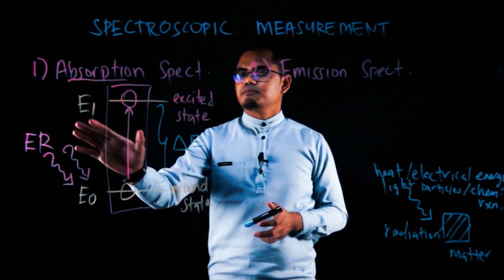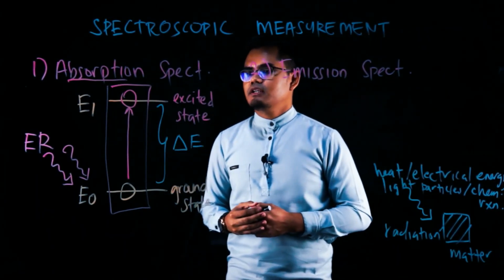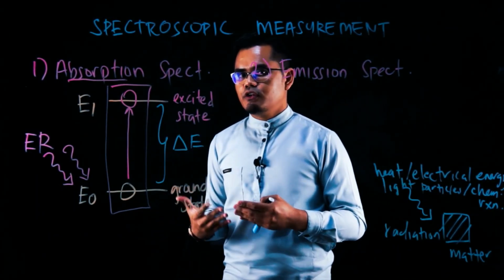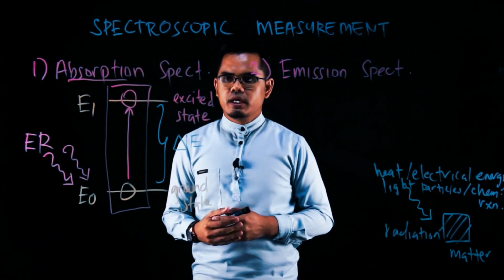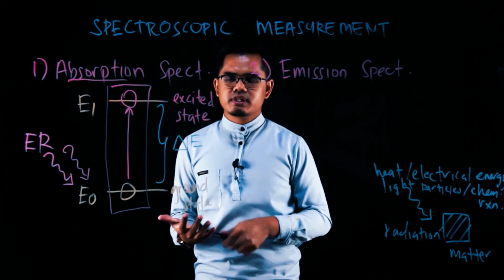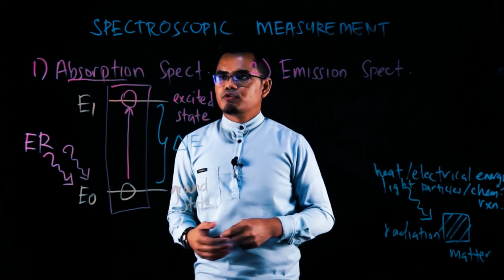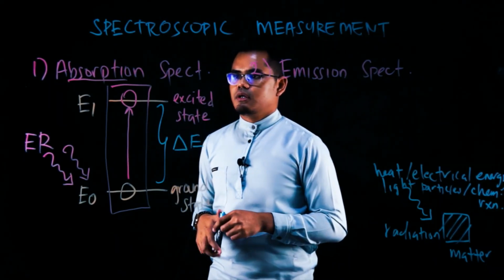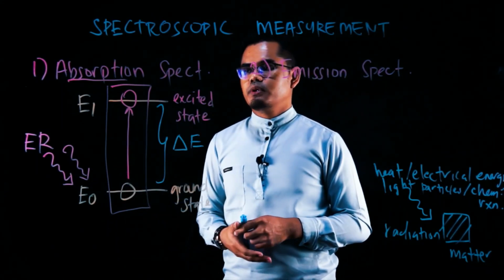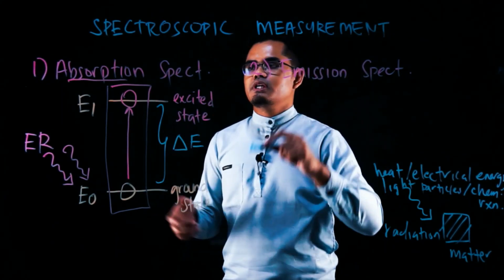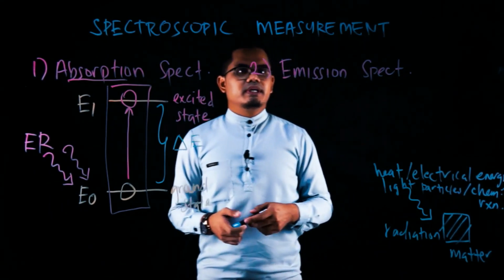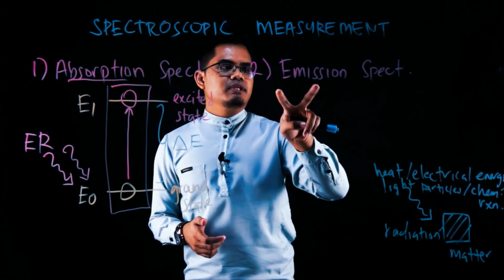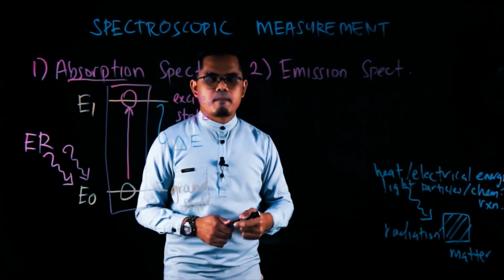This technique can give quantitative and qualitative information about the sample, and it is widely used in chemistry, biology, forensic science and agriculture. For this online course, UV and visible spectroscopy, the type of spectroscopic measurement is absorption spectroscopy. Next we go to the second process in spectroscopic measurement, emission spectroscopy.